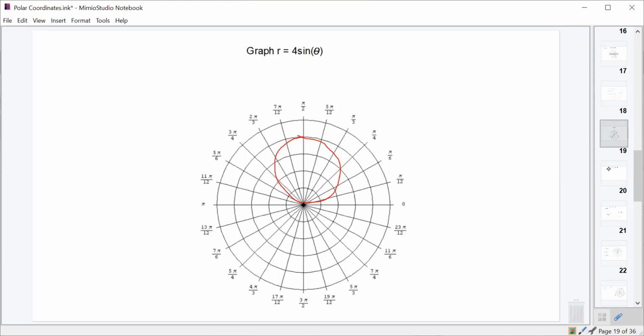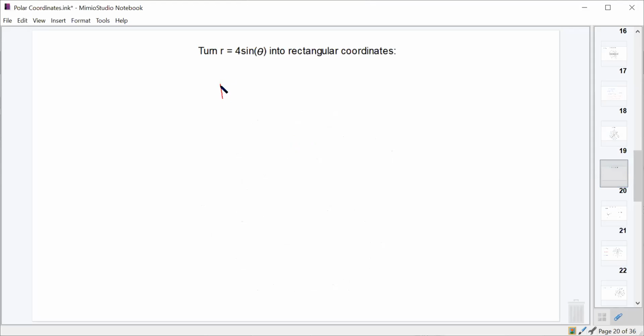And we could definitely do this: r squared equals 4r sine theta to give us the x squared plus y squared equals 4y. I'm not gonna go through it, but I think we could see that that's going to turn into that same exact thing. And the radius was equal to the square root of this value, right?